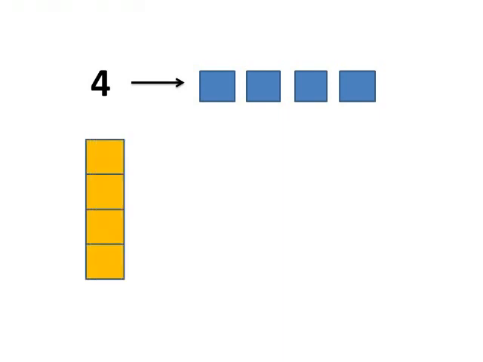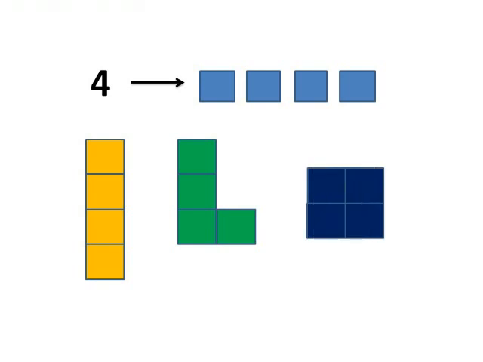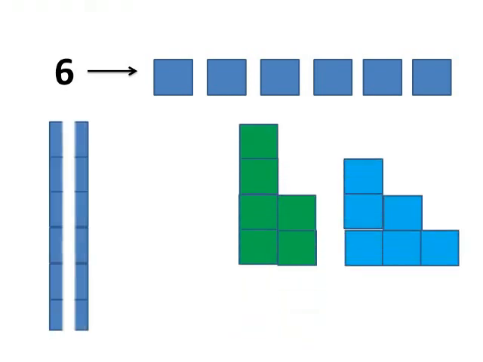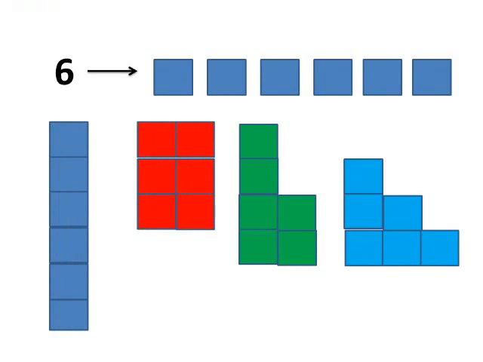We can arrange in this way. We see that 4 units square can be arranged in the form of square. Let us take 6. It can be represented by 6 unit square. Let us arrange 6 units square into different shapes, as many as possible. We can arrange in this way. We see that 6 units square cannot be arranged in the form of square.